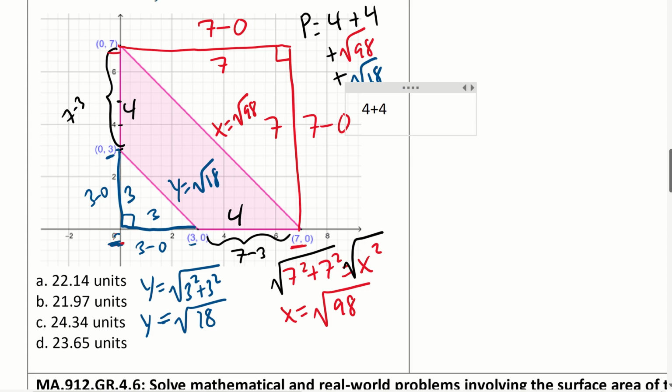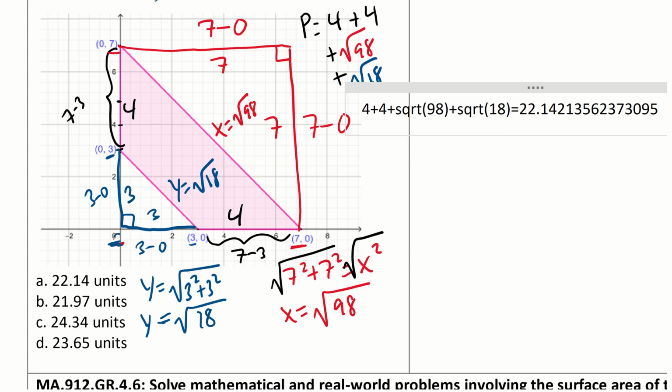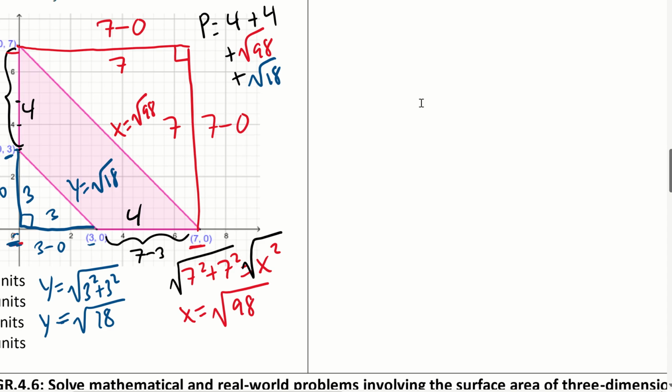So 4 plus the square root of 98. You can all do this on Desmos and it'll be easier. And you get about 22.14. So the answer is A. All right. It takes care of that.